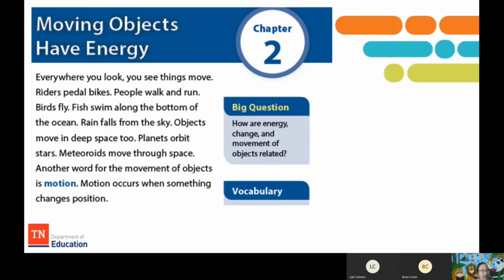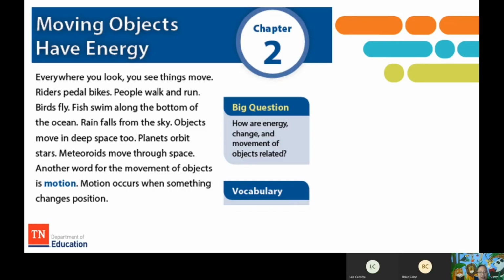Chapter 2. Everywhere you look, you see things move. Riders pedal bikes, people walk and run, birds fly, fish swim along the bottom of the ocean. Rain falls from the sky. Objects move in deep space too. Planets orbit stars. Meteoroids move through space.